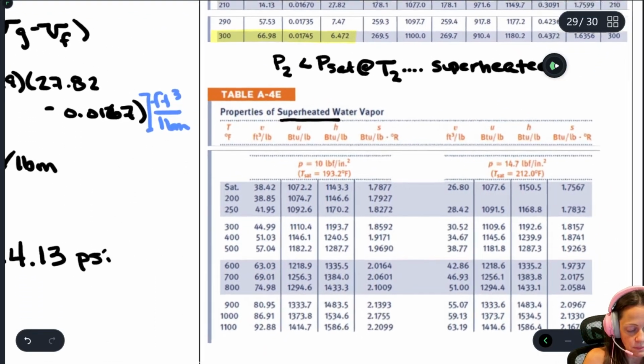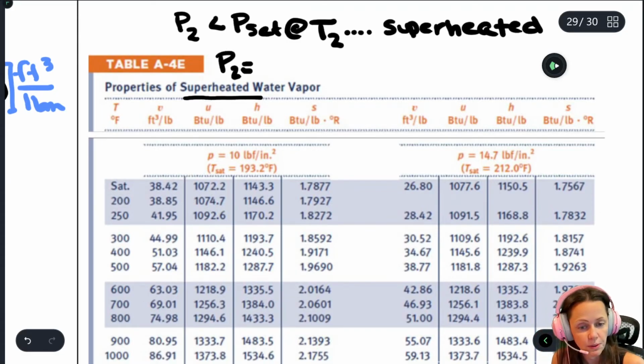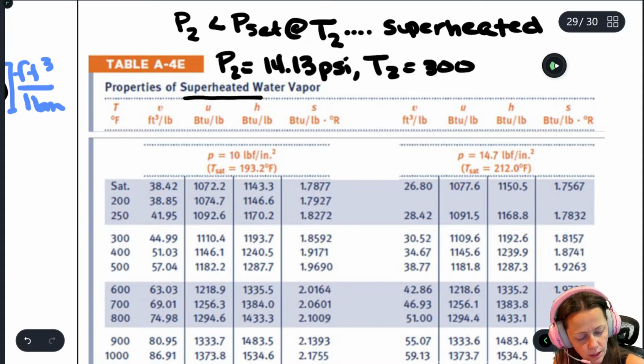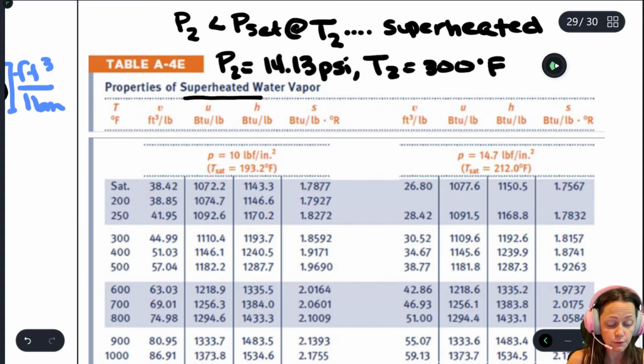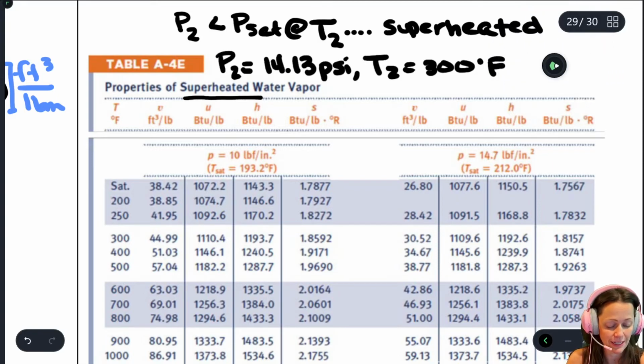So again, P2 is 14.13 psi, T2 is 300 degrees Fahrenheit. Unfortunately, normally I have a pressure, and I go to the box corresponding to that pressure, but I don't have that. So I'm going to have to do another one of those interpolations. I've got a box for 10 psi and a box for 14.7 psi.